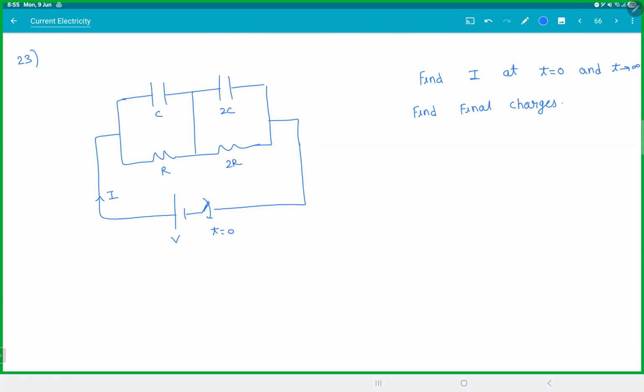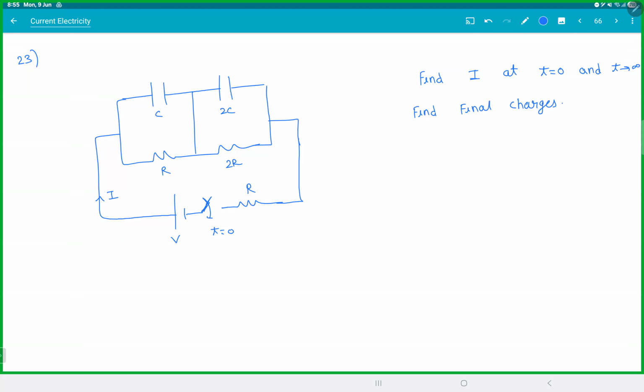I did a mistake. Wait. I understand why you're not getting it. Put one more resistor here. Now do it. You got infinity current in the beginning. I forgot an R. I is not 0. At t0 current is infinity.